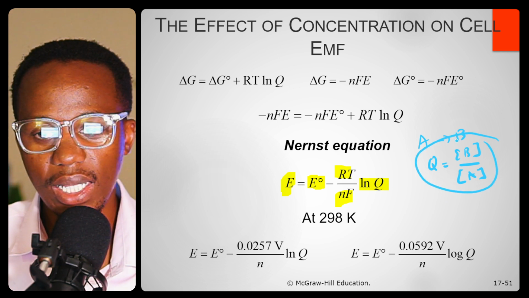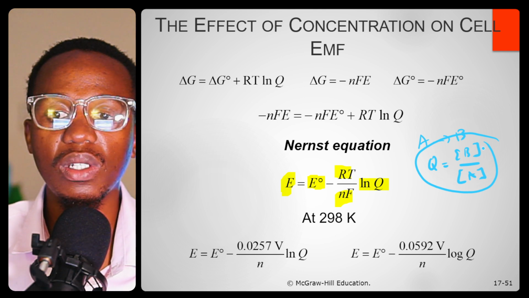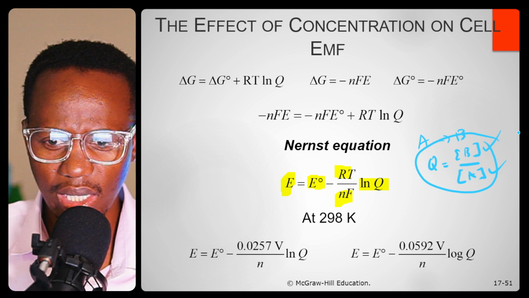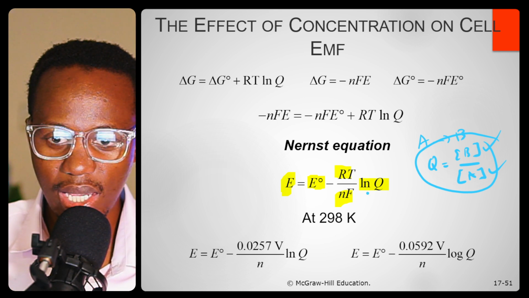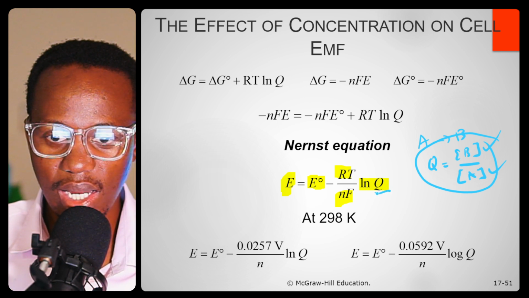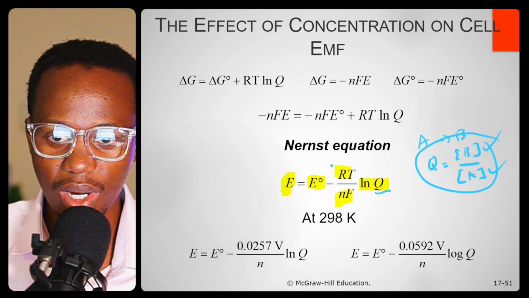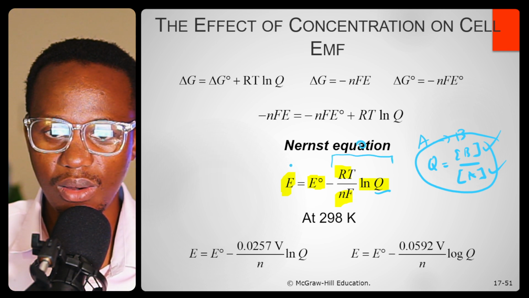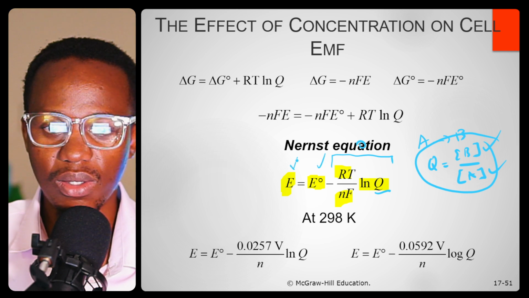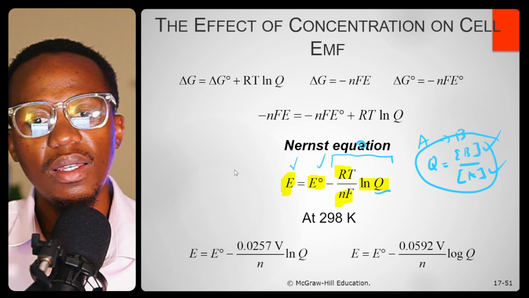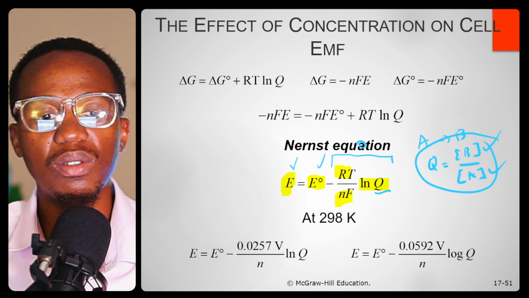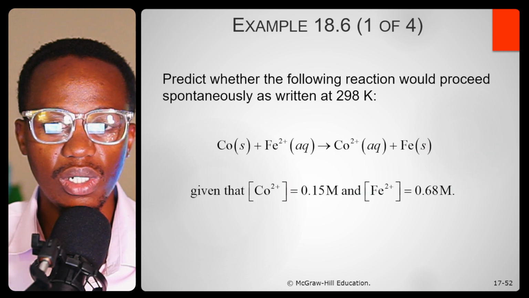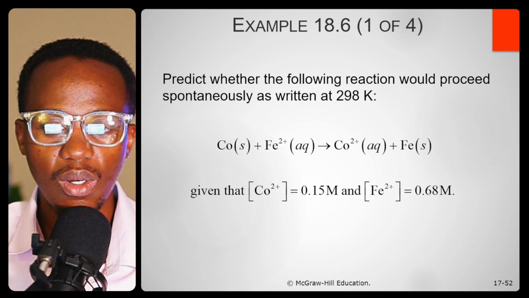So again, this is if the concentrations are different from 1 molar, which is standard, because if you look at this, if they are 1, it will be ln of 1, and ln of 1 is 0. So this whole part will be 0, and then E will be equal to the standard potential, right? So the Nernst equation accounts for when we don't have a concentration of 1, right?